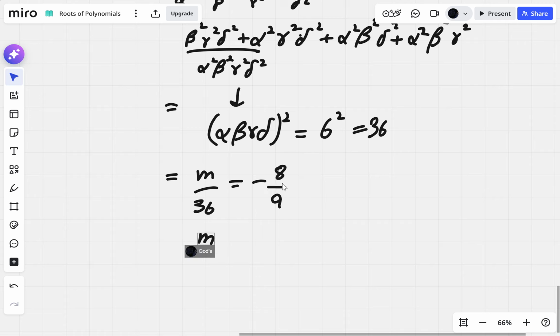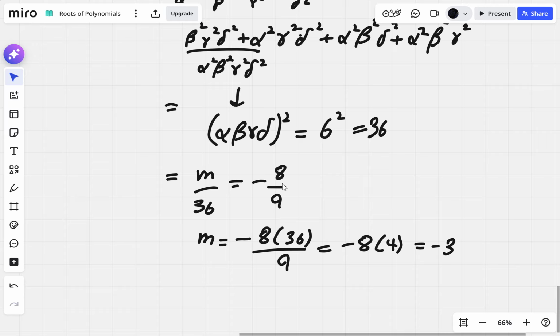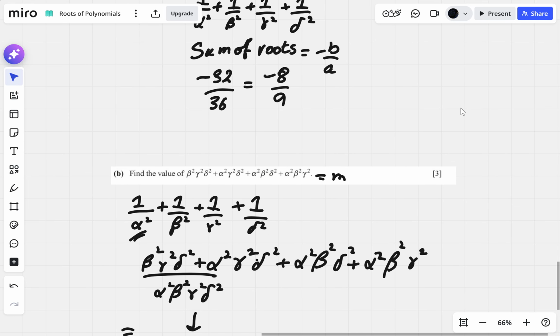So the m just becomes minus 8 multiplied by 36 over 9, which becomes minus 8 into 4, which is equal to minus 32. Minus 32. So this means that this whole expression in this question becomes minus 32. Let me just bring question part 3 down so we can solve that as well.